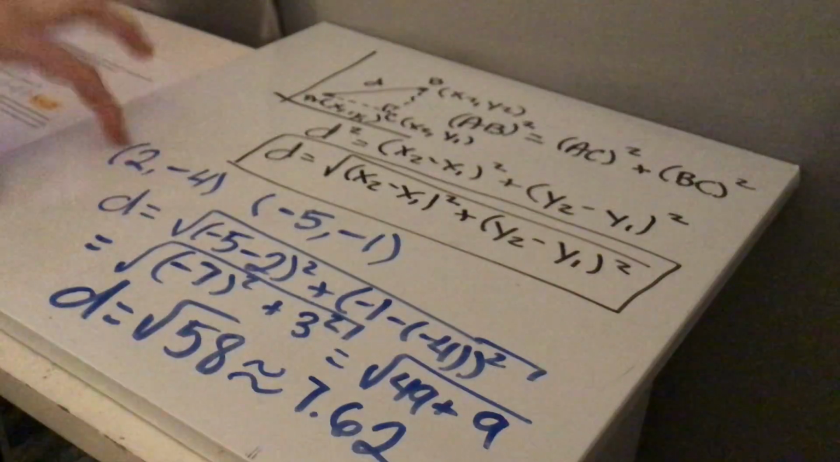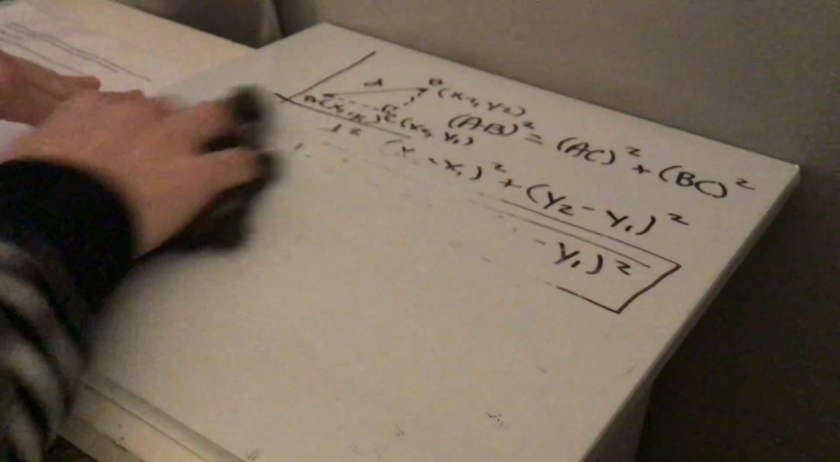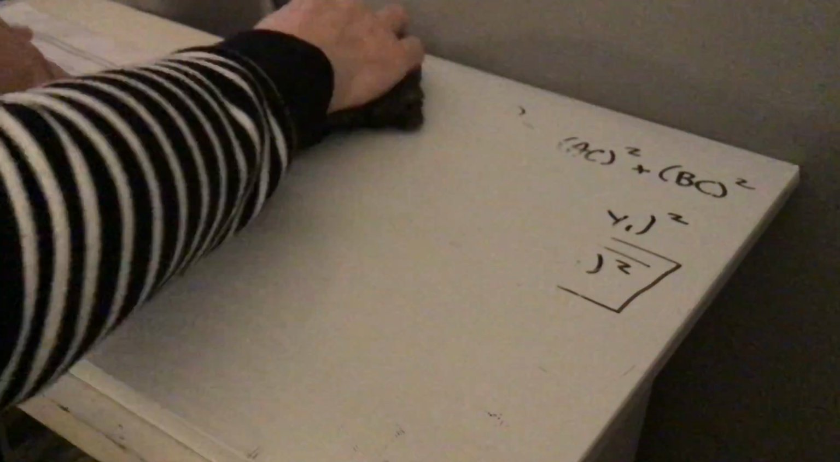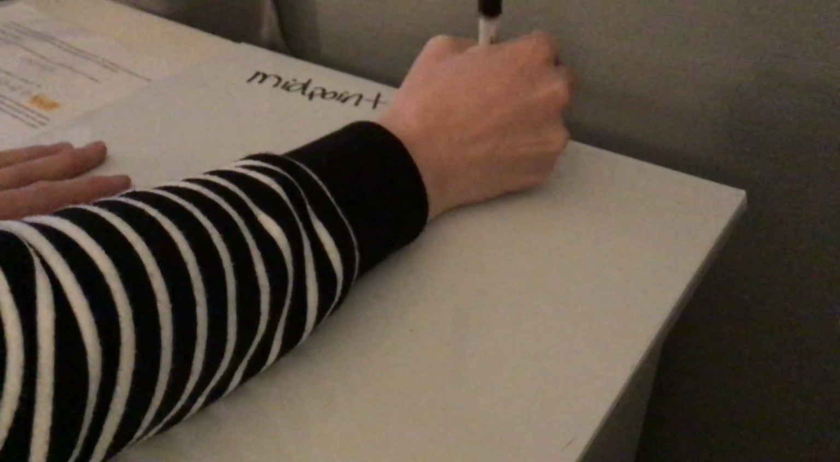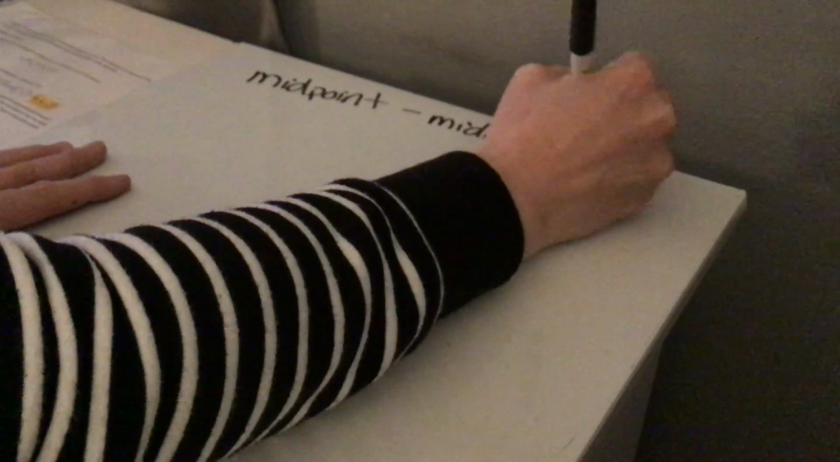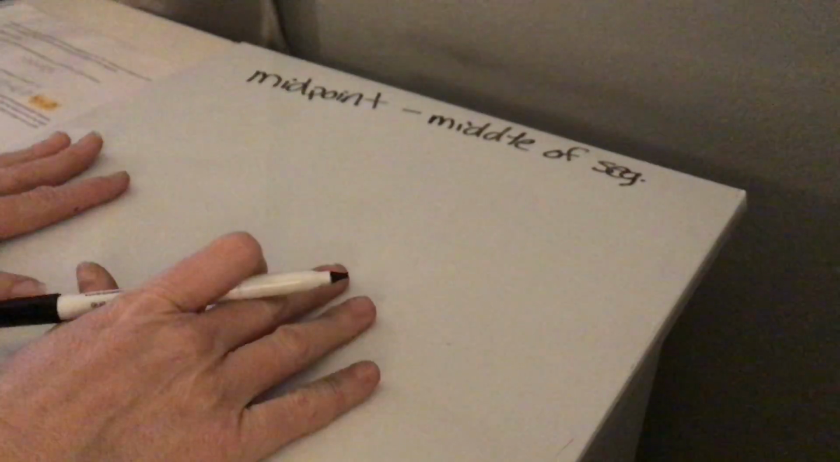All right, distance formula. Another formula that is useful is the midpoint formula. The midpoint of a segment is just the point that is equidistant from 2 other points. So it's the middle. And you can only have a midpoint of a segment because a line keeps going. So you can't find the middle of something that keeps going.